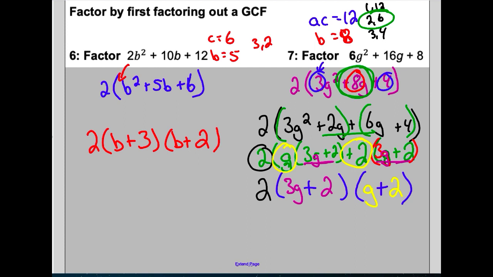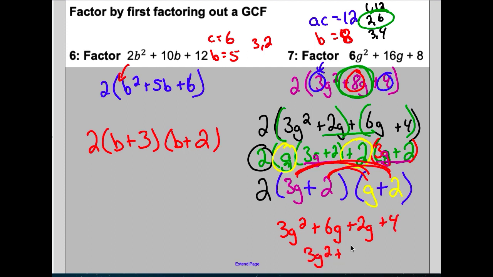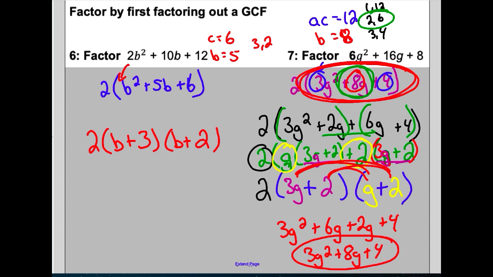If we ever want to check, all we have to do is go ahead and multiply it back out. 3g times g is 3g squared. 3g times 2 is 6g. 2 times g is 2g. And 2 times 2 is 4. And that gives me 3g squared plus 8g plus 4. Exactly what I wanted to have up here after I'd factored out that 2. Okay? So these do take a little bit of time, but once you kind of get the steps and the process down, it's a nice, straightforward way to find those factored forms.